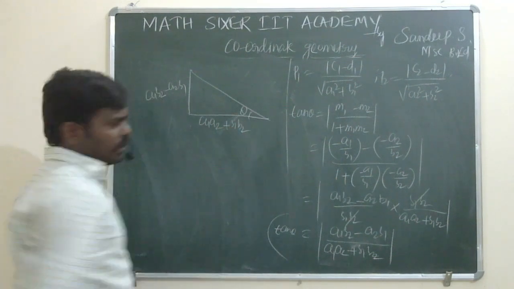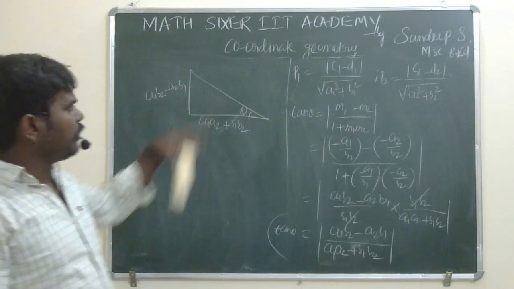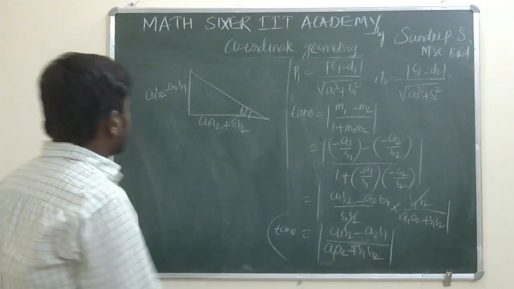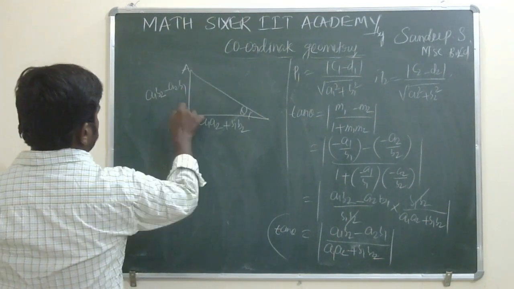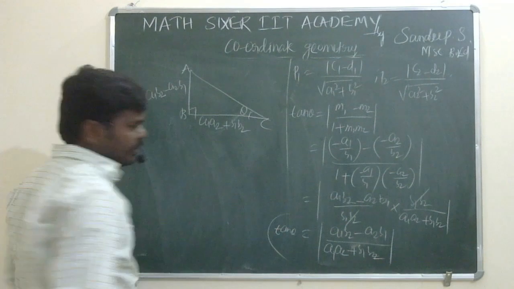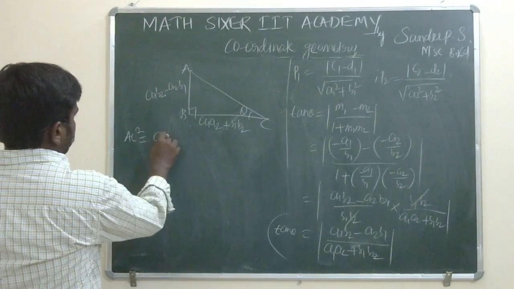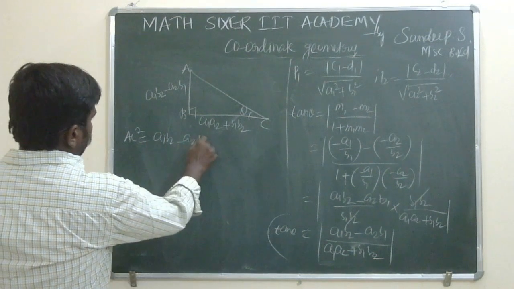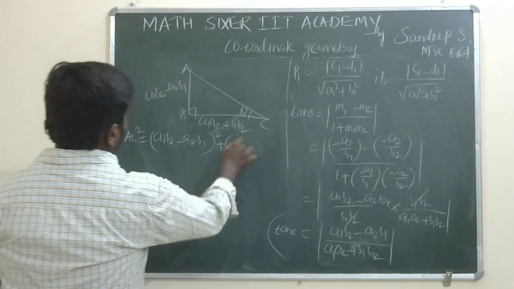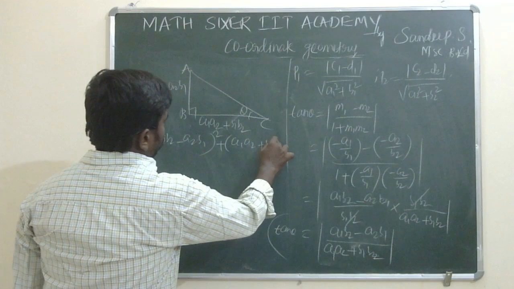But sin theta means opposite divided by hypotenuse. So we have to find the hypotenuse. Suppose the triangle is ABC and angle B is 90. So AC square is equal to what here? A1 B2 minus A2 B1 whole square plus A1 A2 plus B1 B2 whole square.